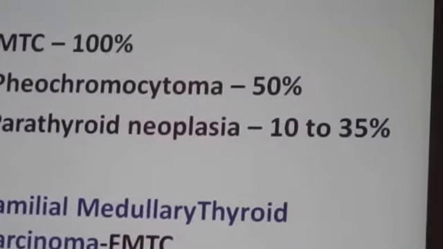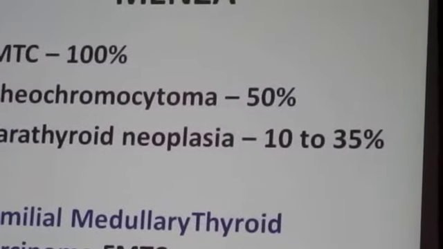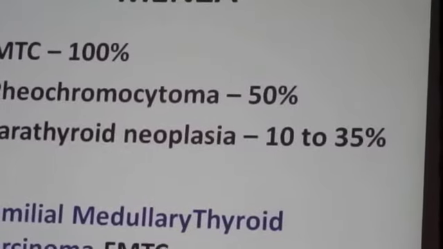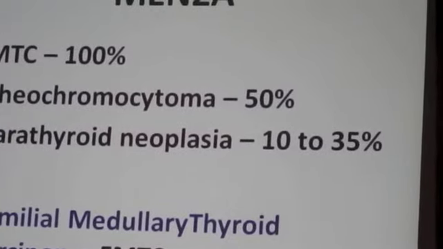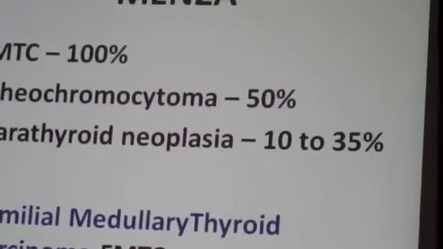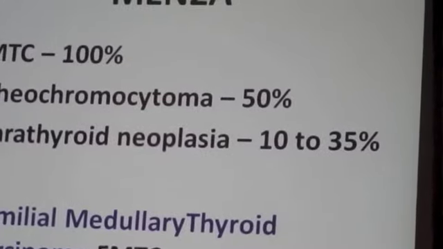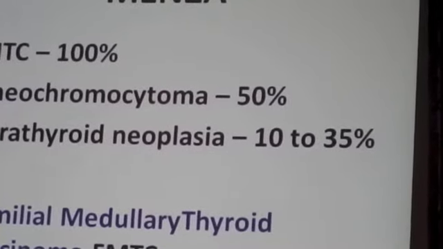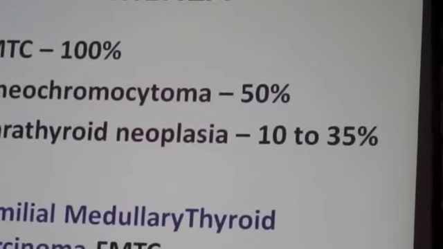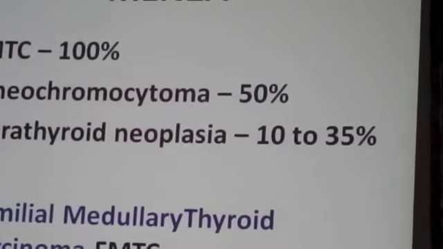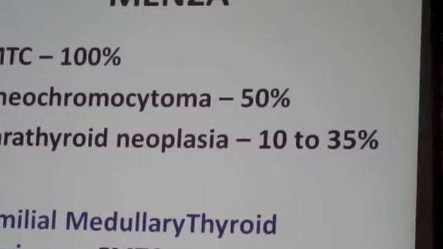Now, multiple endocrine neoplasia type 2A is somewhat different from type 1 in that the thyroid is involved, and it's usually C cells of the thyroid that are involved. Pheochromocytomas occur, but in only half of the patients that have this disease. And then parathyroid tumors occur in a smaller percentage of patients than in MEN1.